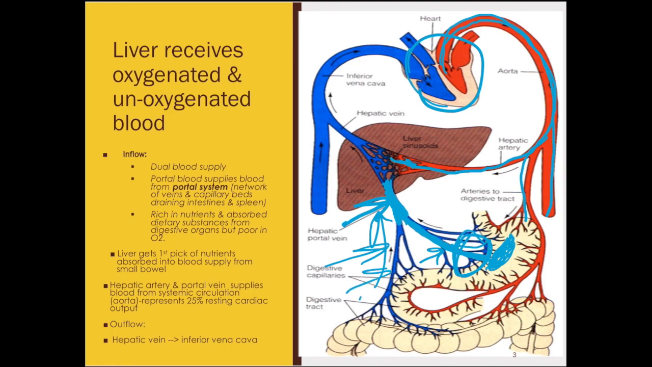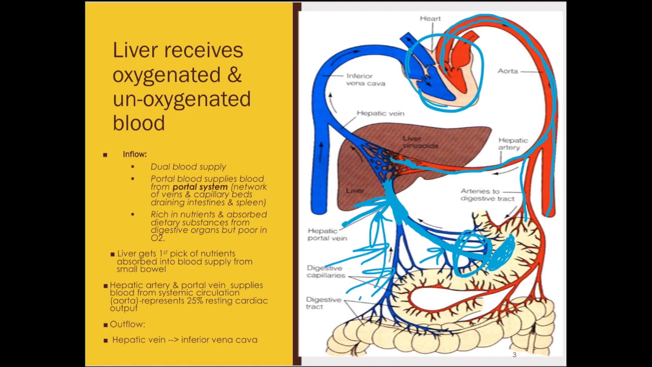And the reason these are veins is because they don't have any oxygen. The oxygen's been dropped off in the intestine, and we are on our way back now to the inferior vena cava and to the right atrium to pick up more oxygen. But I like to think of the liver as a kind of a pit stop on the way.